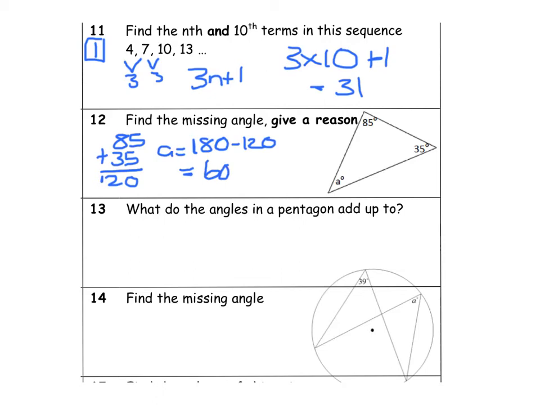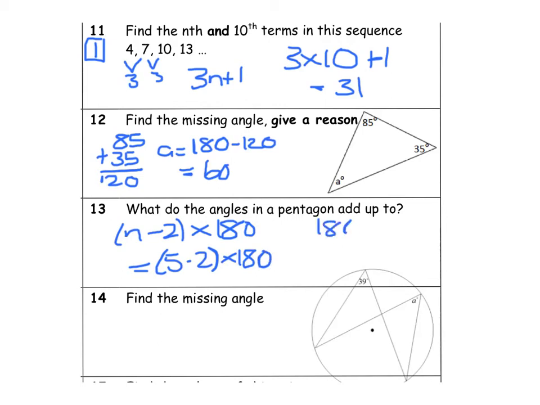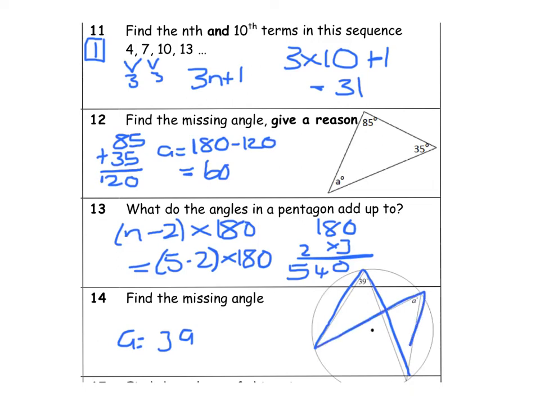Question 13, angles in a pentagon. Formula we use is number of sides, take away 2, times 180. So that is 5, take away 2, times 180. So I have 180 times 3, 540. And this A is going to be 39, and that is because 39 comes from these 2 points, and A also comes from those 2 points.